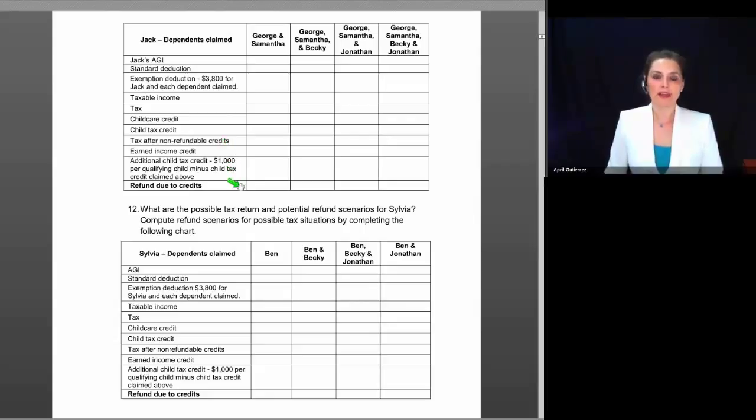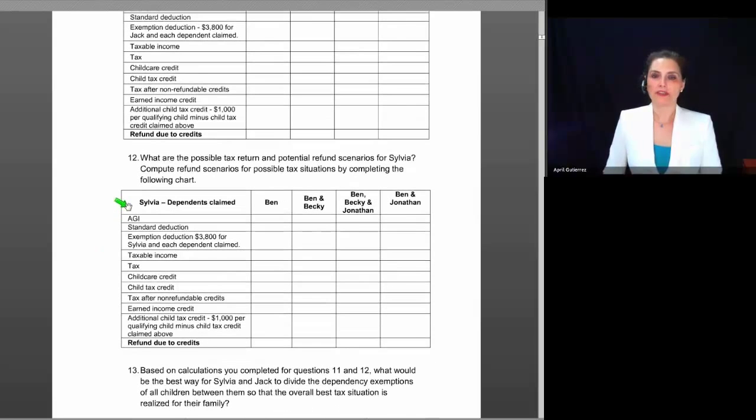When we're done with all of that, we would figure out how much of a refund Jack is entitled to based on credits alone, without regard to any withholding he might have had. And we do that for every scenario going across the board. And then we do the same for Sylvia.